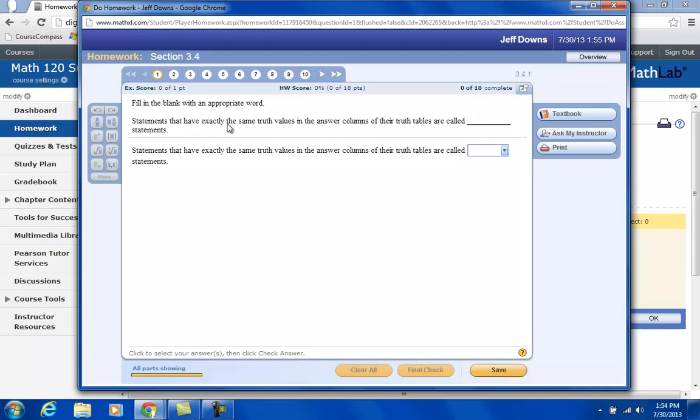Statements that have exactly the same truth value in the answer columns of the truth tables are called equivalent statements. Those are equivalent.